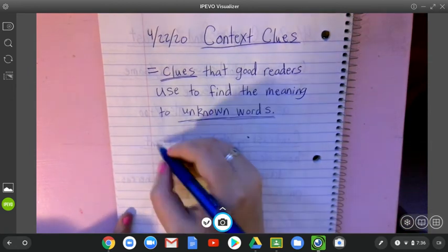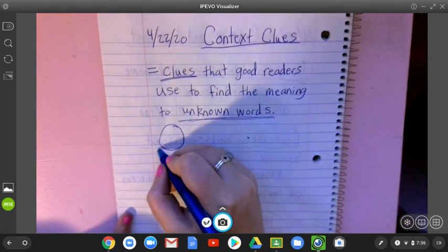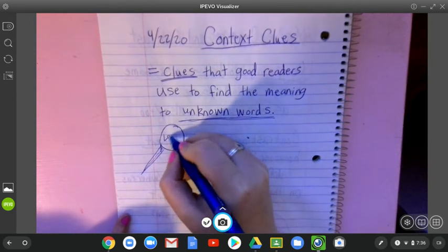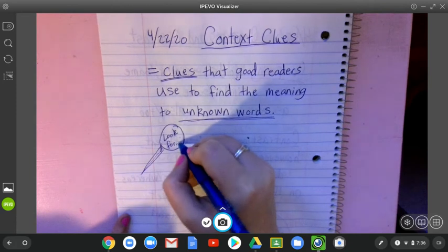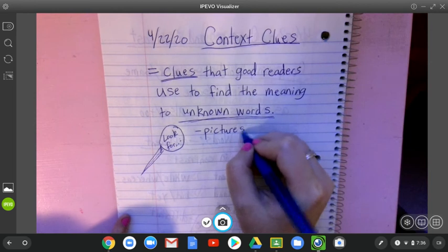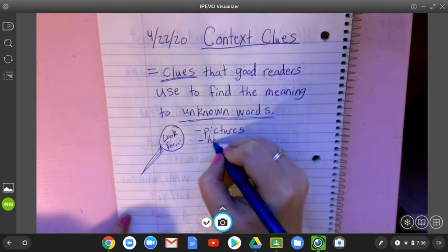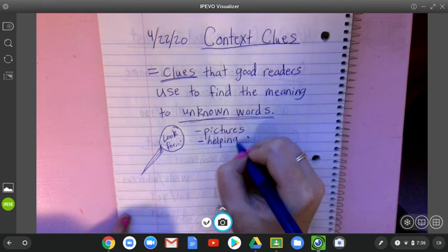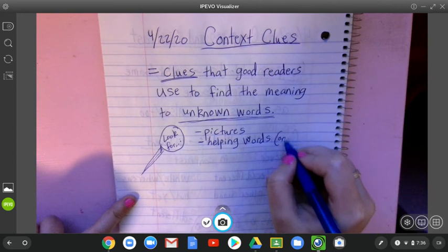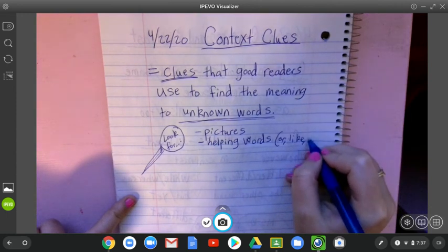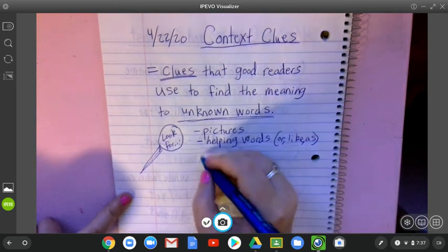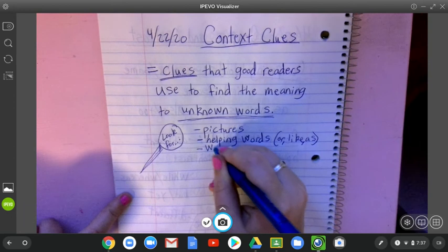All right, things we're going to look for. I'm going to do like a little magnifying glass, not the best drawing I've ever done, but you're going to look for, maybe there's going to be picture clues. You can also look for helping words. Or, like, as, we know this one, comma, or means synonyms coming. Maybe you can look for words that you know.